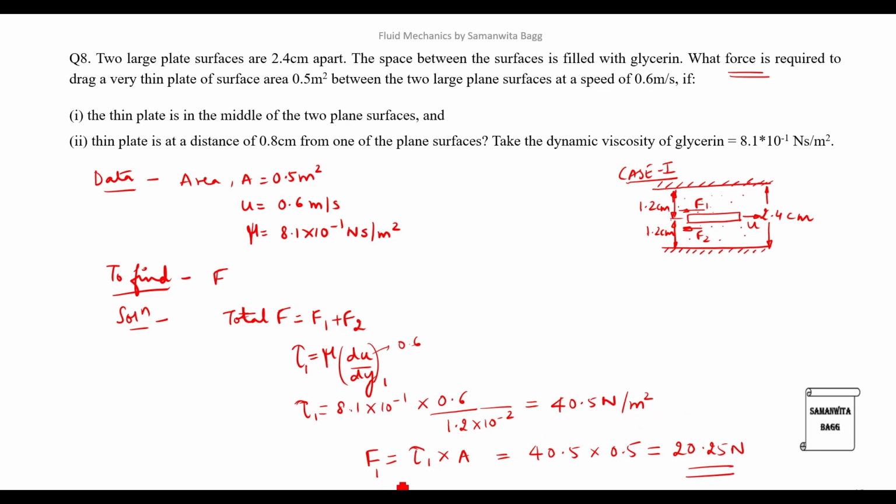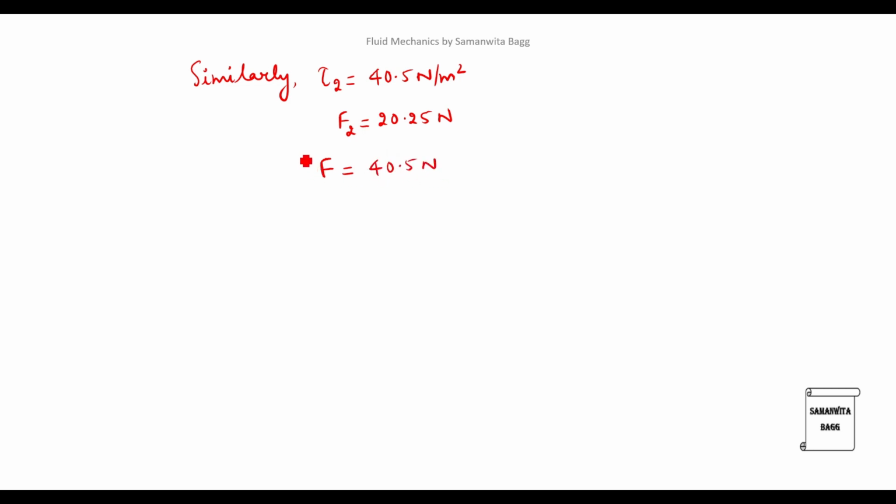And the value of F2 will again be 20.25. So we can just write here similarly, tau 2 will be 40.5 Newton per meter square and F2 will be 20.25 Newton. So the total force F will now be F1 plus F2 and the summation is 40.5 Newton. So this is the value of the total drag force on the plate for case 1.